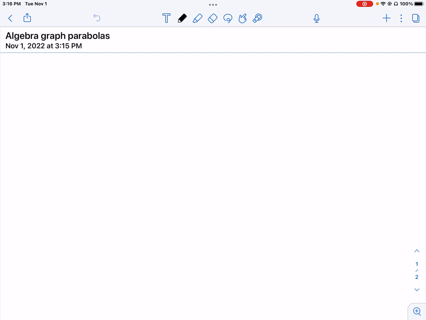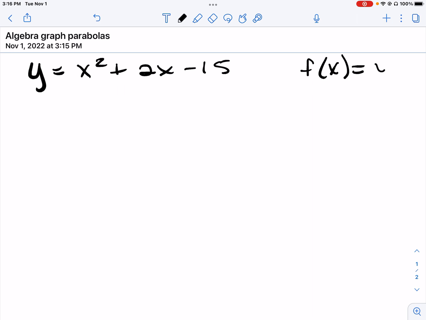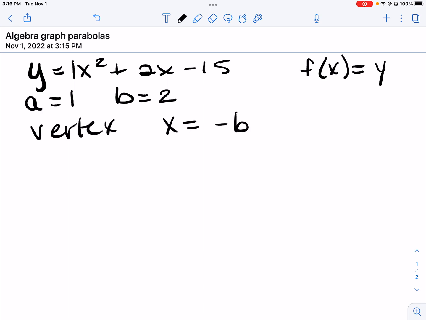Graphing parabolas. F of x is the same thing as y. A is the understood 1 in front of the x squared. B equals 2. The vertex formula, x equals negative b over 2a. Plug in.